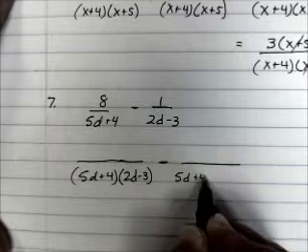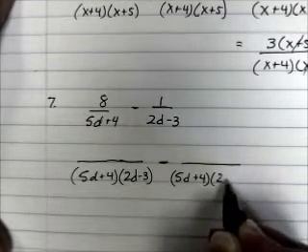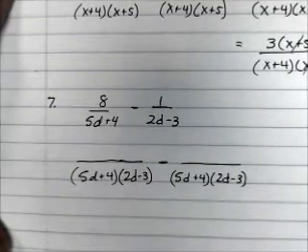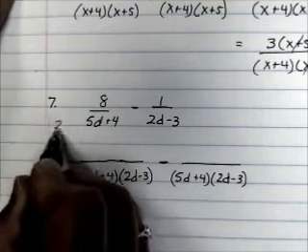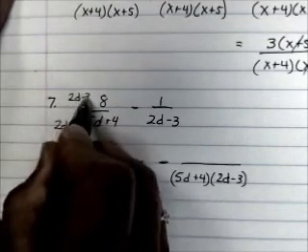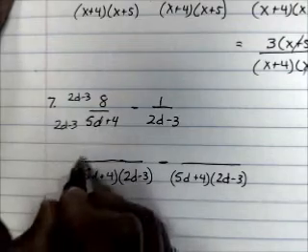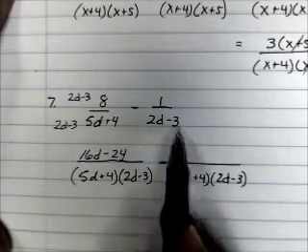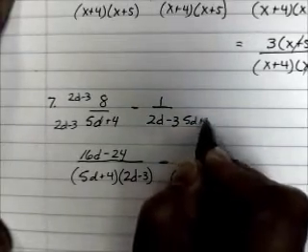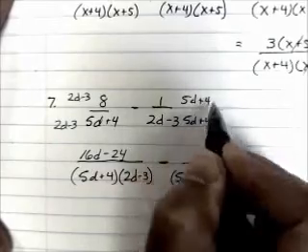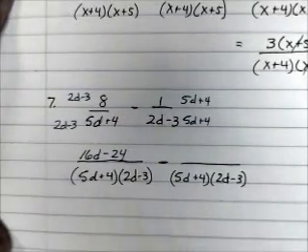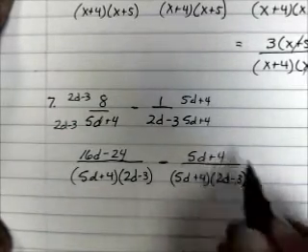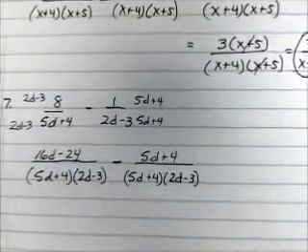So we're writing equivalent fractions with denominators of 5d plus 4 and 2d minus 3. All right, we need to multiply by 2d minus 3. Distribute, that's 16d minus 24. And here multiplying by 5d plus 4. And again, it's subtraction.